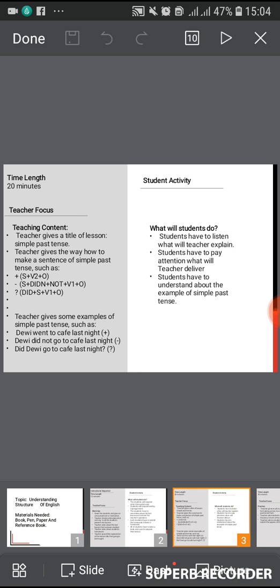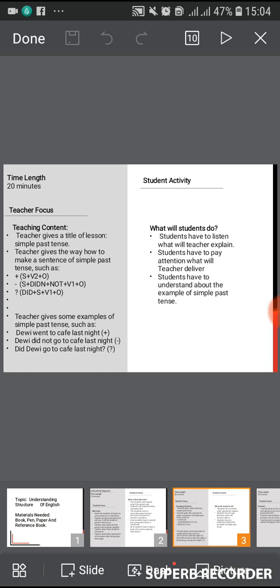For the first, the teacher gives the title of the lesson, simple past tense. What will students do? Students have to listen. Before that, the teacher only gave a little explanation. But for teaching content, the teacher gives a title of the lesson, and here teachers have to explain more.